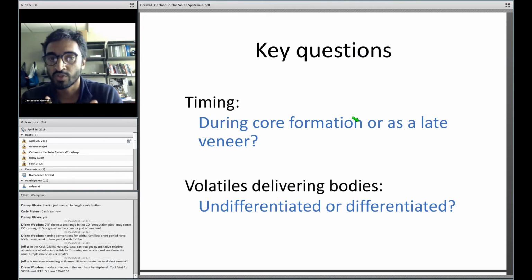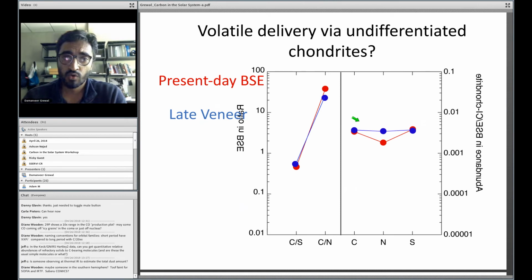So the key questions over here are, if we assume that carbonaceous chondrites were the source of all these volatile elements on Earth, when were these volatile elements delivered? Were they delivered during the formation of our planet, that is during core formation, or were they delivered post-core formation as a late veneer? And what was the delivery mechanism of these volatile elements? Were they delivered by smaller undifferentiated bodies like chondrites, or were they delivered by large and differentiated bodies?